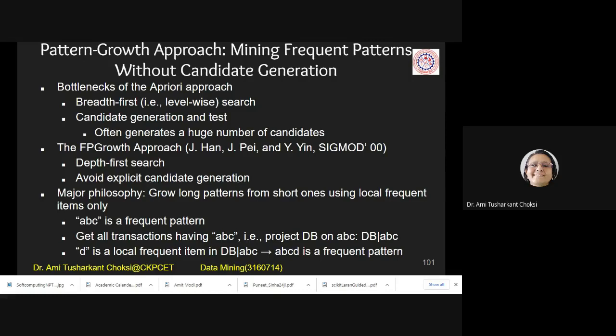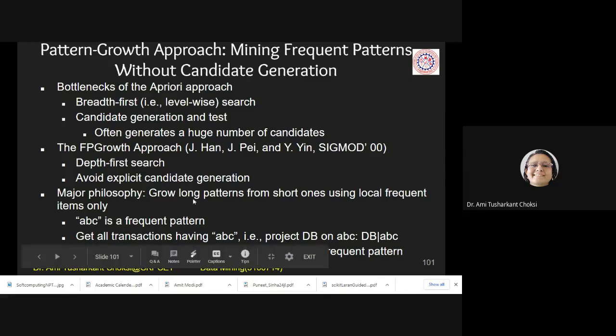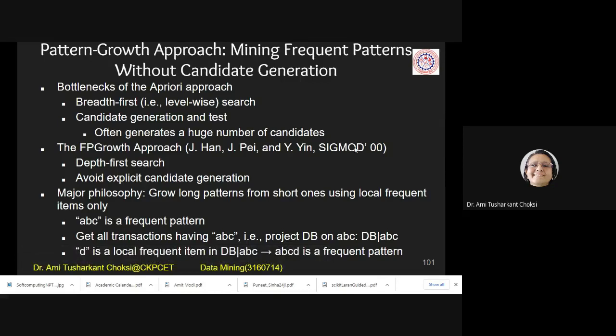This algorithm which we want to study is fantastic. It is better than our Apriori algorithm in that it uses depth-first search, and it avoids explicit candidate generation. Wow. The major philosophy is that it grows long patterns from short ones using local frequent items only.